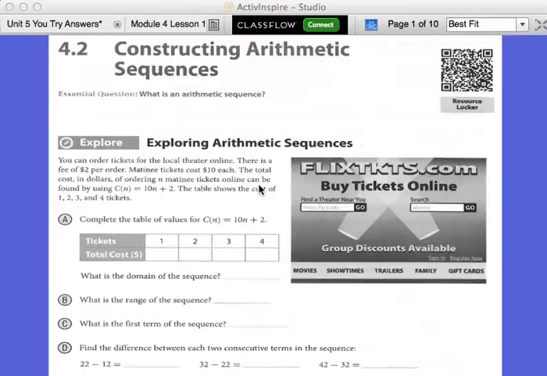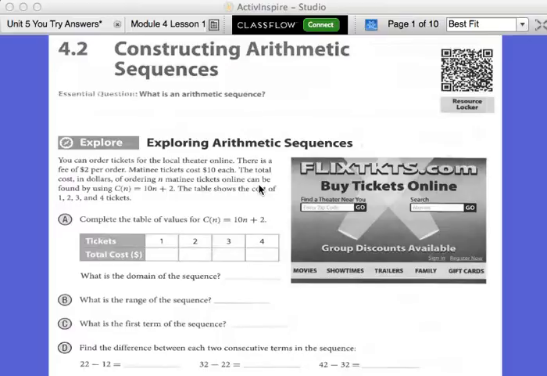Welcome to video 4.2, constructing arithmetic sequences. Today we're going to explore arithmetic sequences, and we are going to talk about how to create them and what they are. So first and foremost, we're going to start out with an example.